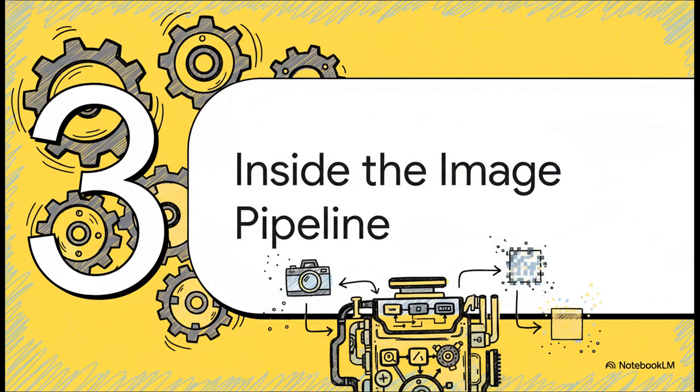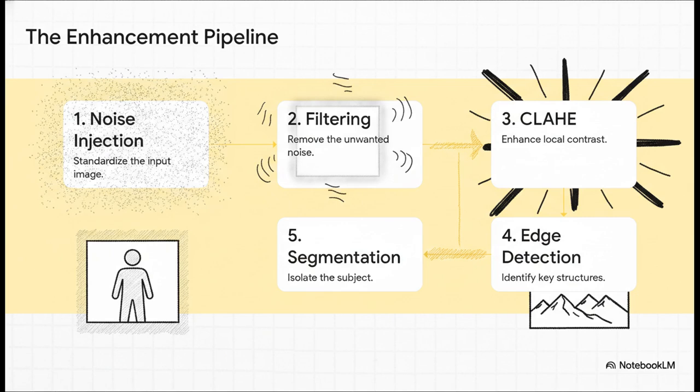All right, let's pop the hood and see how this thing is actually built. We're going inside the image pipeline, step by step. So here's the roadmap. There are 5 main stages, and it kicks off with something that sounds completely backward. Step 1 is actually injecting noise. I know, right? Why would you add noise to a noisy image? Well, it's actually genius. It standardizes the input, so no matter how bad the original image was, the rest of the pipeline gets a consistent, predictable starting point. From there, it filters that noise back out, cranks up the contrast, finds the important edges, and then finally cuts out the main subject. Every single step perfectly sets up the next one.